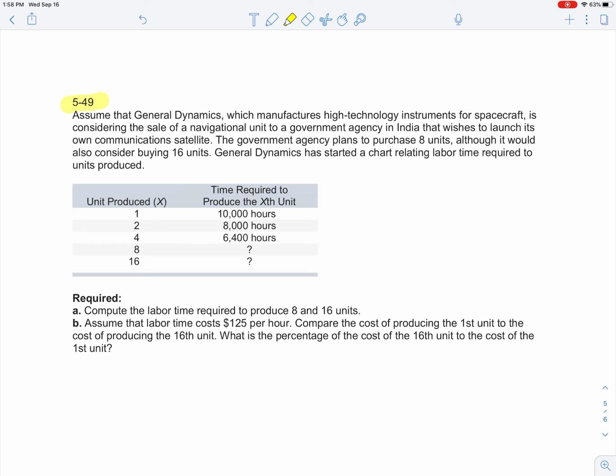Let's move on and look at a different problem. This is 5-49. What we're looking at here is that learning curve. We all have learning curves. This should be a little bit more familiar to you. I mean, just think about starting this class and opening up Blackboard.